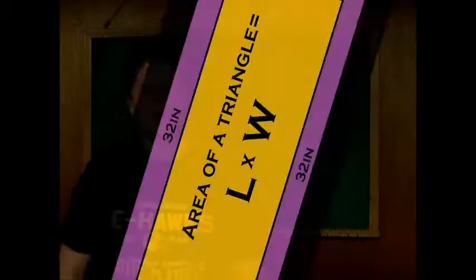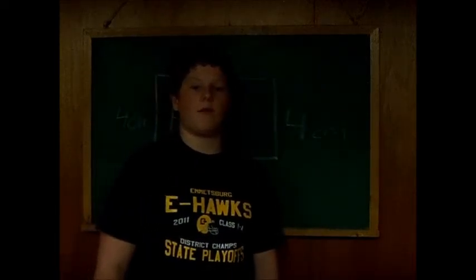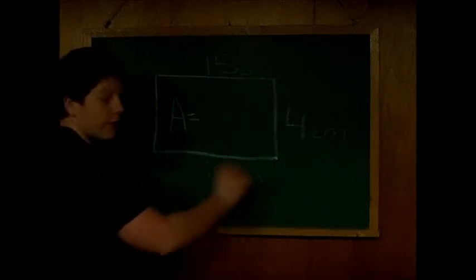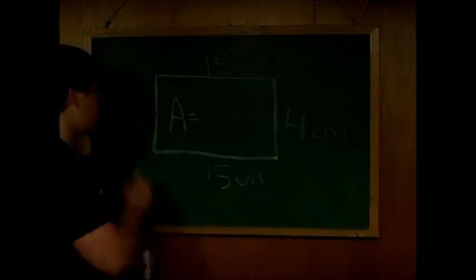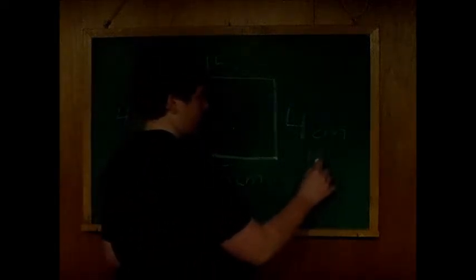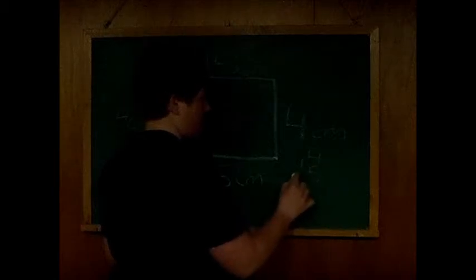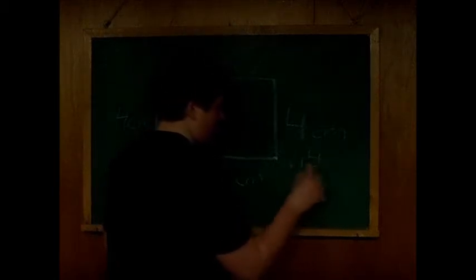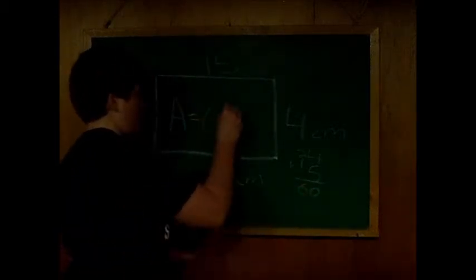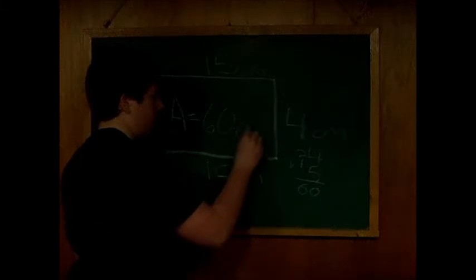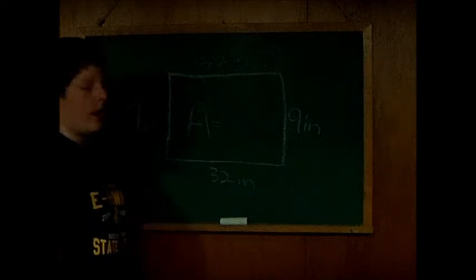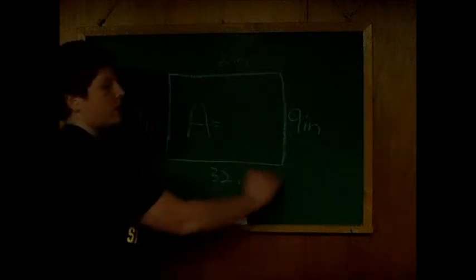Let's see how you did in the examples. In the first example, the rectangle had a side of 4 centimeters and 15 centimeters. So we would take 4 centimeters times 15. So your answer would be 60 centimeters squared.